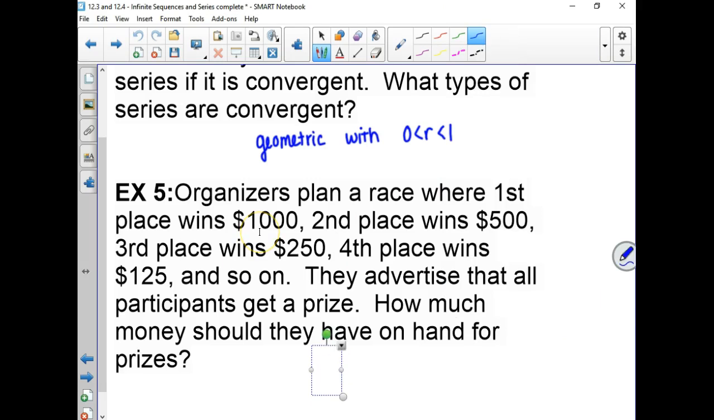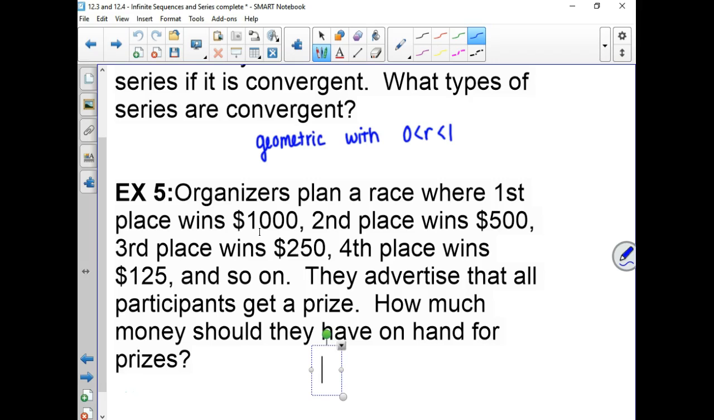But so I think this is really interesting because it seems like the answer to this question should be that you have to have infinite money, but really $2,000 will cover it because this is a series that converges, right? The prize money gets closer and closer and closer to 0, so that means that the sum, if we add all those together, is going to get closer and closer and closer to a given value, which is 2,000 for this. So this formula is the one that you're going to use.